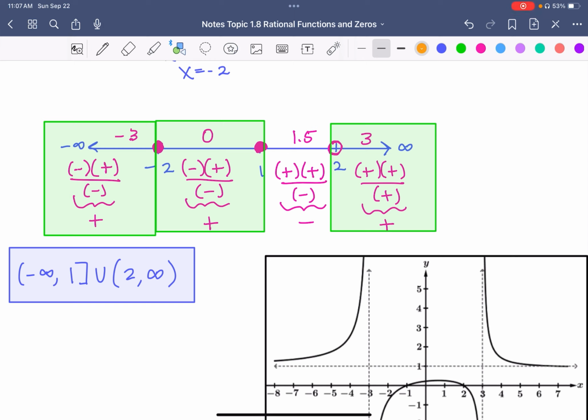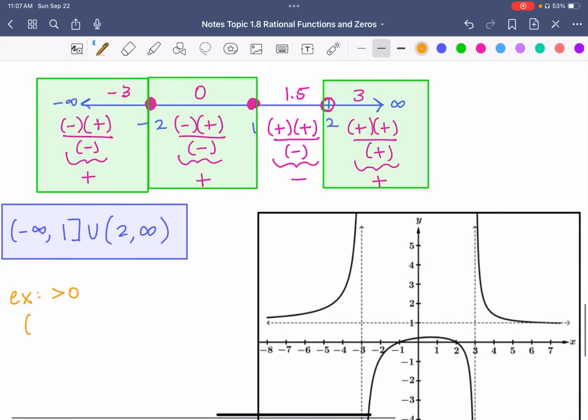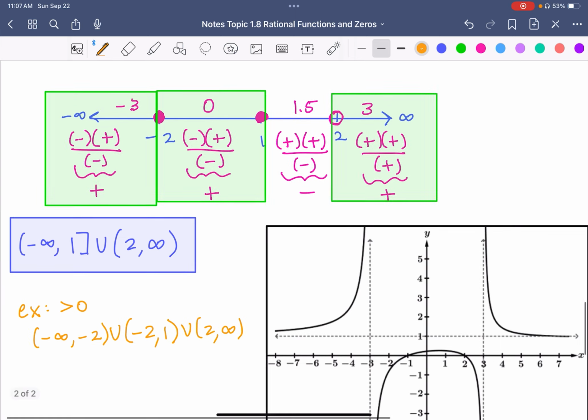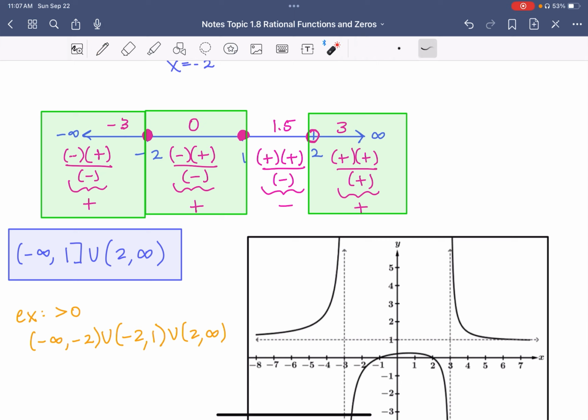Again, just as an example, if the question was, let's say it was just greater than 0 and not equal to 0, then the answer would be negative infinity to -2 parentheses union -2 to 1 parentheses union 2 to infinity. So the only reason that you can go all the way through here is because this bubble was closed. If it was not closed, you have to stop at the zeros. So you would have to stop at the -2. You would not be able to go all the way to 1 if the interval was not including the zeros.